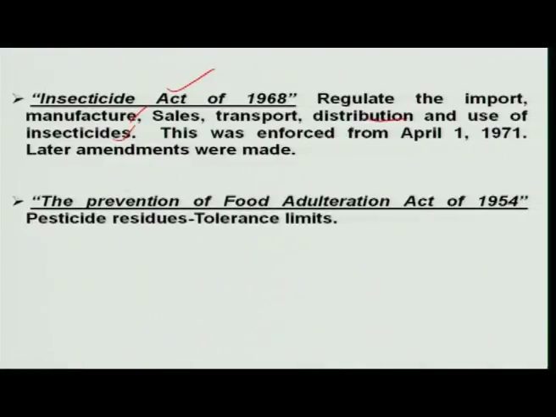Later on, many amendments were made to this particular Insecticide Act of 1968. In between this, there was one more act, the Prevention of Food Adulteration Act of 1954, which also includes information on pesticide residues and the tolerance limits for various food commodities.